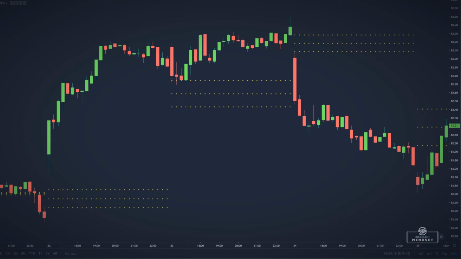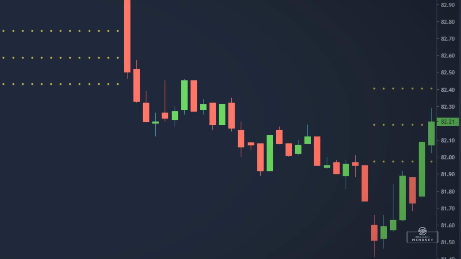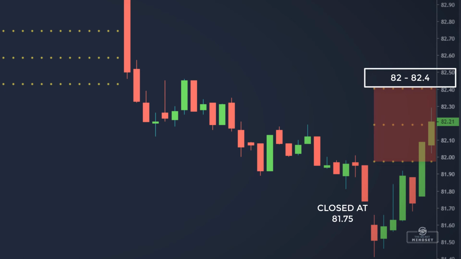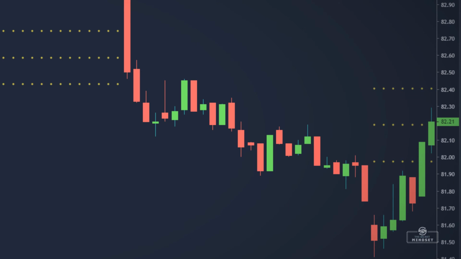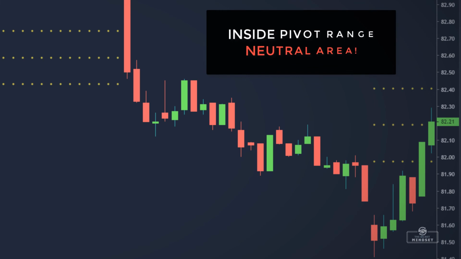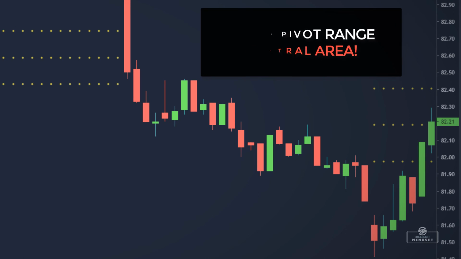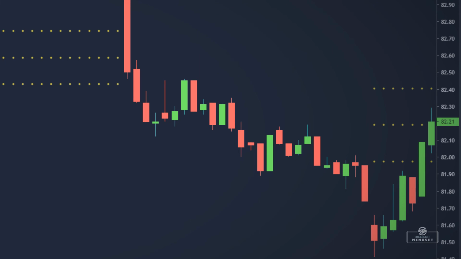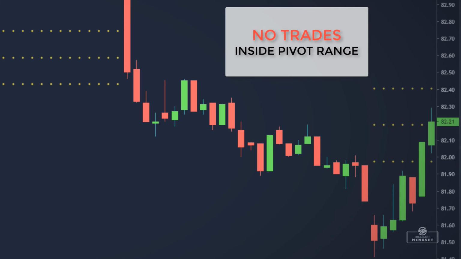Here's another scenario. You can see the pivot range is at 82 to 82.4 with a close at 81.75. This time, the market opens at 81.6 and trades steadily higher to 82.2, right in the middle of the pivot range. What would you do then? You would wait. This is a neutral area, and until the market gets through one side or the other, you don't take any trades. So you don't take any positions while the market is inside the pivot range.